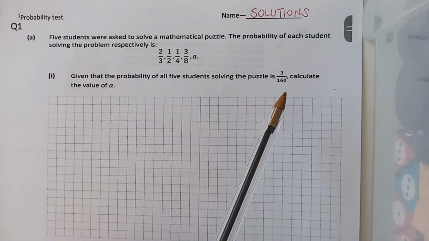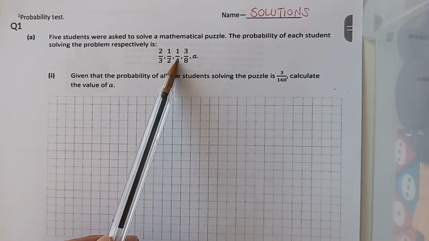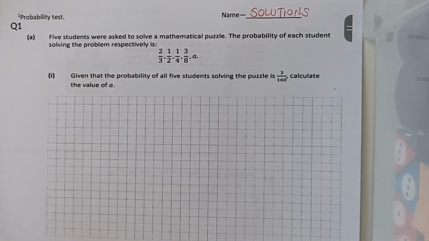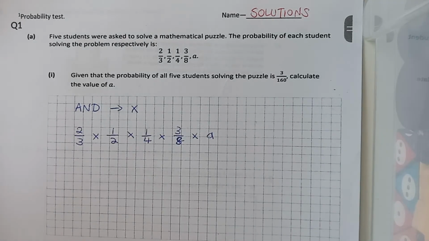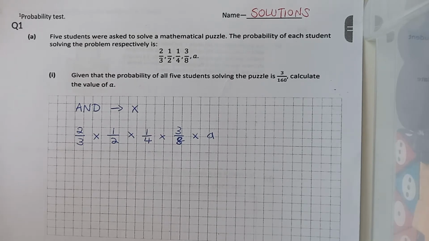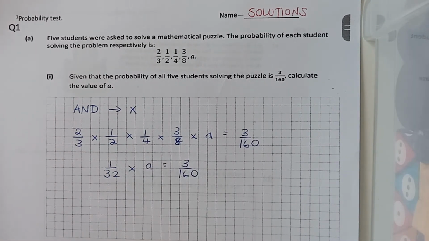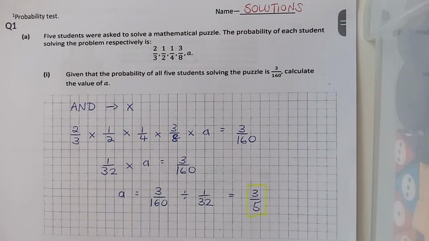So this 3 over 160 is the probability of this person and this person and this person and this person and this last person all solving it. Of course, the word "and" means we want to use multiplication. So I'll multiply all the values and that gives me the result of 3 over 160. I can tidy this up to get 1 over 32 times A equals 3 over 160 and then just bring the 1 over 32 across and divide. This gives a final solution of 3 over 5 for A.